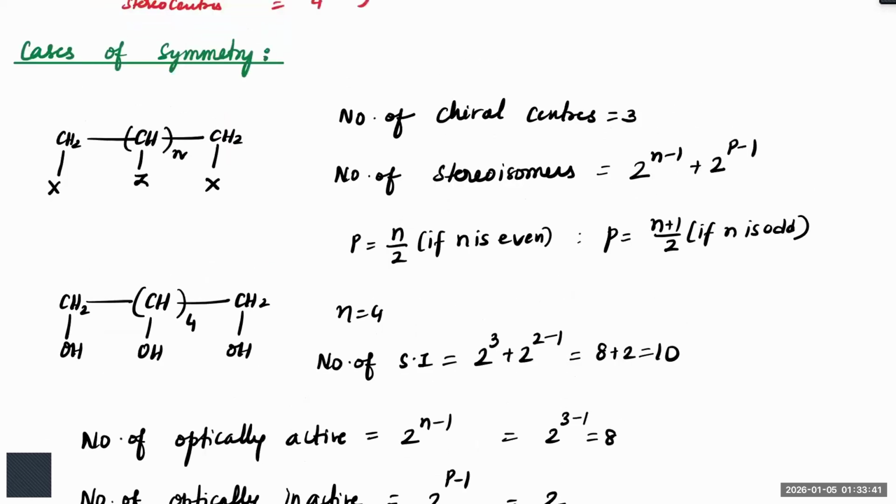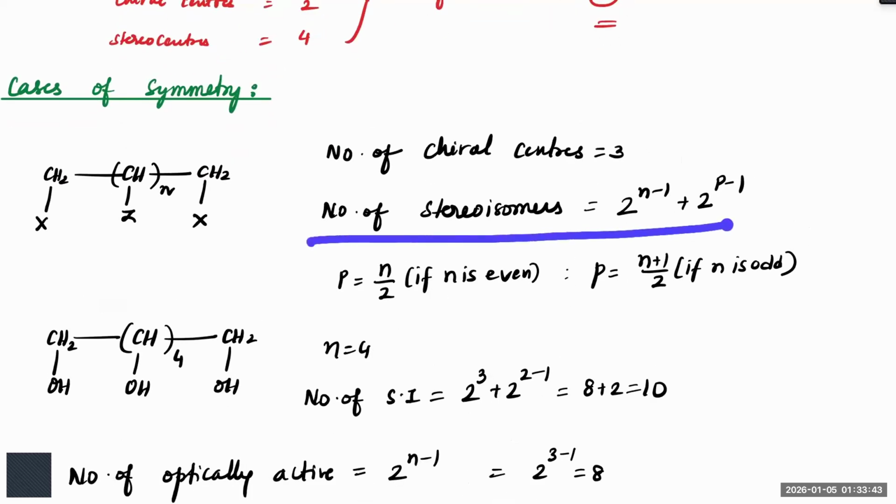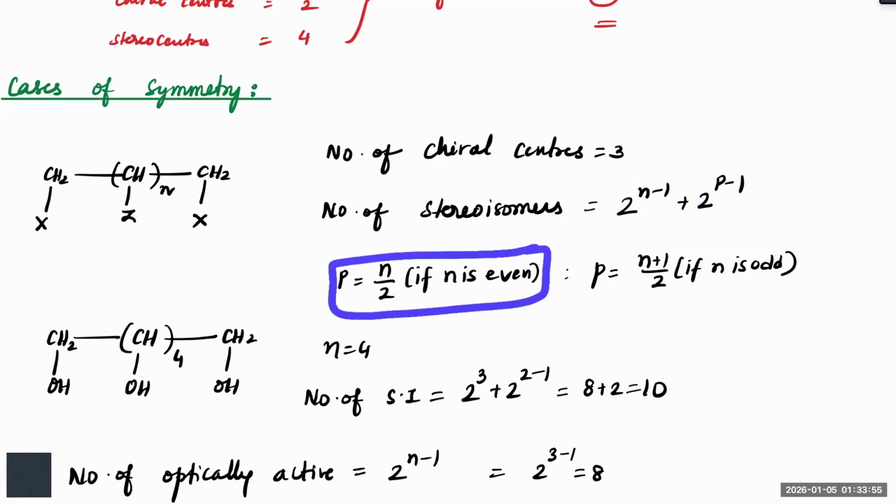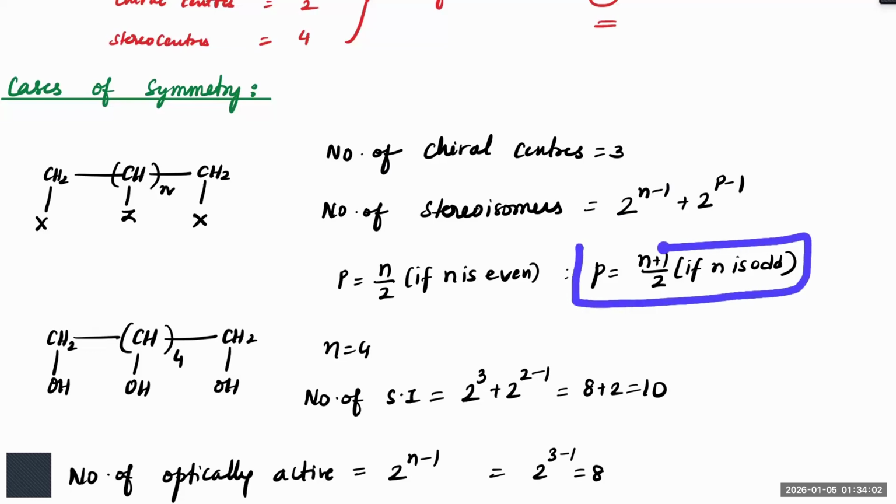Simple. See, for the total number of stereoisomers, we need to use this formula: 2 raised to power of n minus 1 plus 2 raised to power of p minus 1. And p will be equal to n by 2 if n is an even number of chiral centers, and p will be equal to n plus 1 by 2 if n is an odd number. Is it always valid? Sometimes it may not work also, but check out the cases we have.